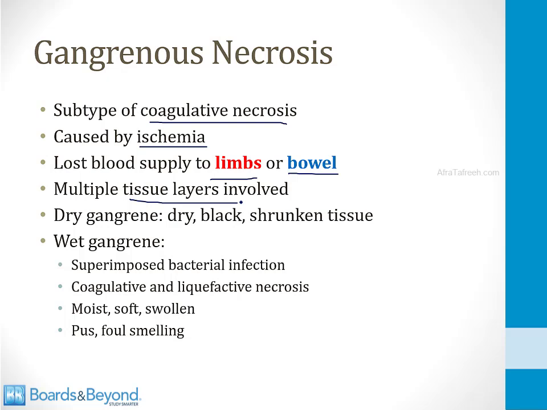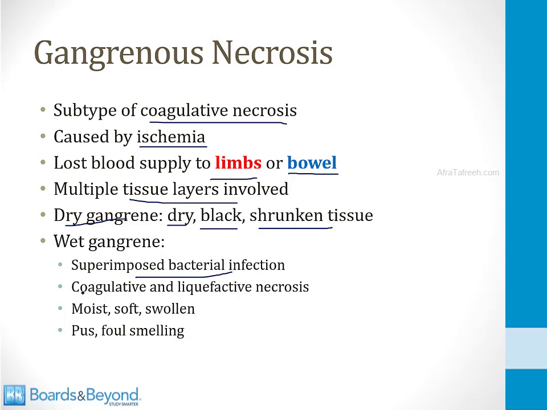You can break down gangrenous necrosis into either dry or wet gangrene. In dry gangrene, this happens in the feet of people with peripheral vascular disease. The skin will be dry, but it will be black, and the tissue will be shrunken. I'll show you a picture of that in a minute. Wet gangrene is when dry gangrene has a superimposed bacterial infection.